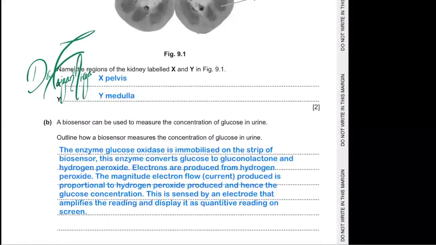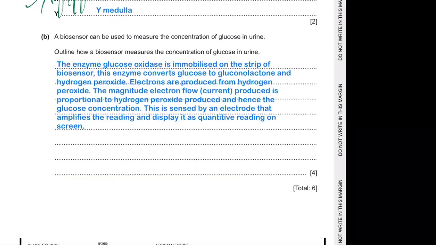A biosensor: outline how a biosensor measures the concentration of glucose in urine. So outline, you just need to answer this in brevity. We'll mention the name of the enzyme, glucose oxidase, which is immobilized on the strip. This enzyme converts glucose to gluconolactone and hydrogen peroxide. The electrons produced by hydrogen peroxide, the quantity is proportional to the current being produced, which in turn is proportional to the glucose concentration, and this is sensed by the electrode that amplifies the reading and displays it as a quantitative reading on the screen.